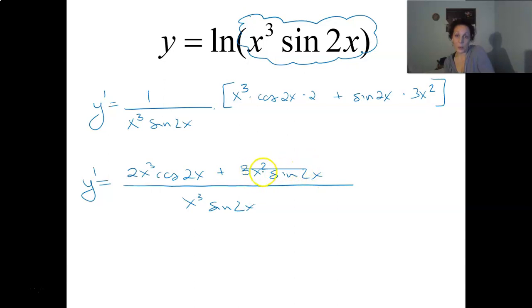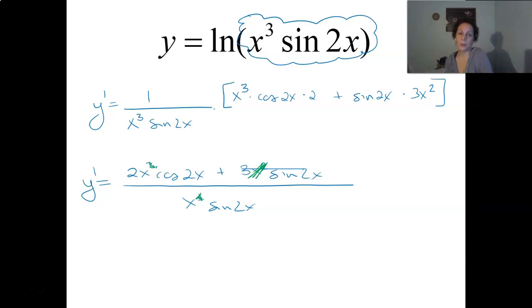I have a 3x squared here. I have a 2x cubed. I have an x cubed. So technically, I can take an x squared out. Right? This becomes an x, and this becomes an x. You can factor out and cancel an x squared. So don't be surprised if you see answers that are simpler than yours. We do see a lot of simplification with natural logs.